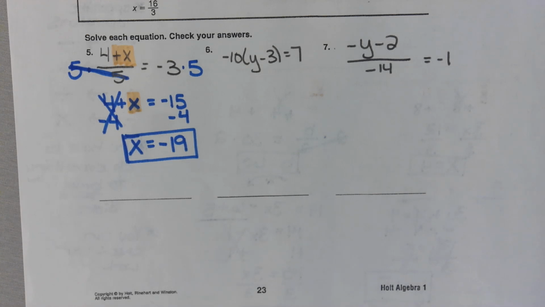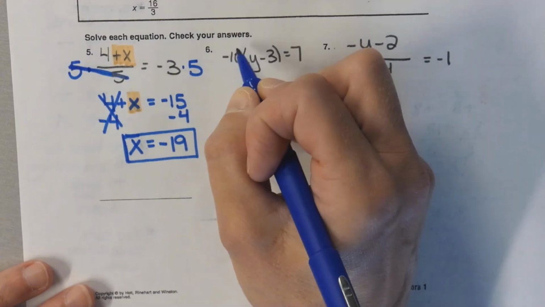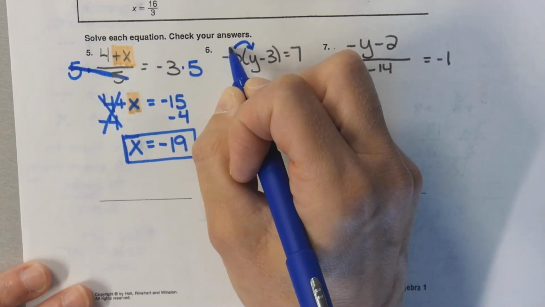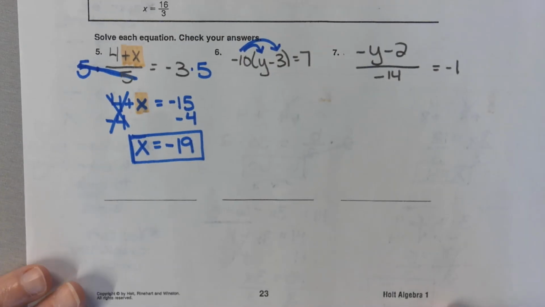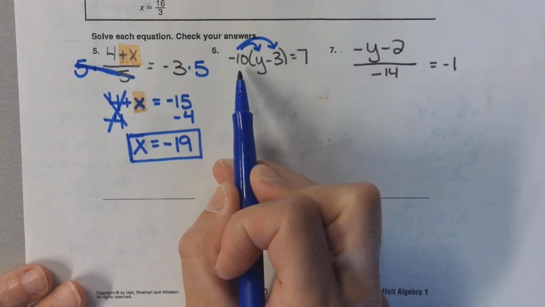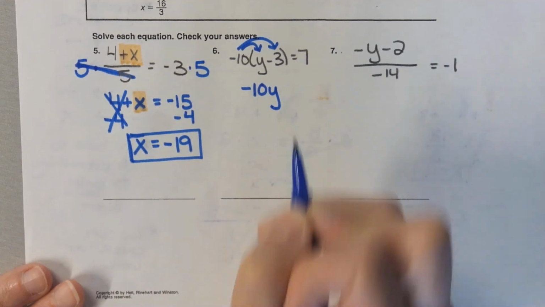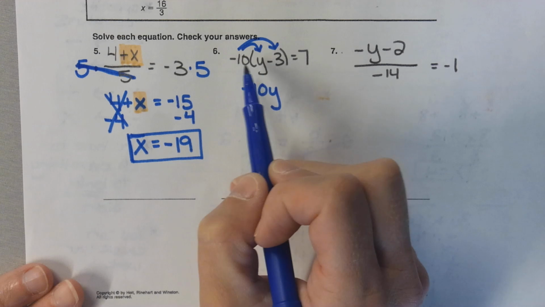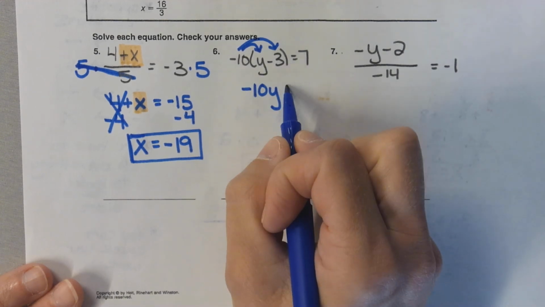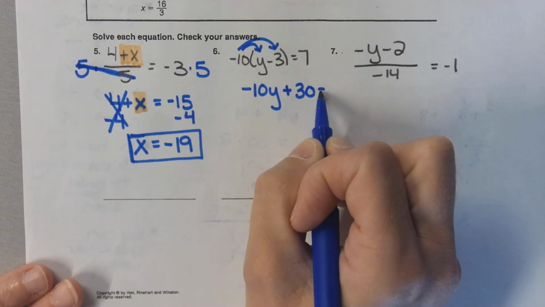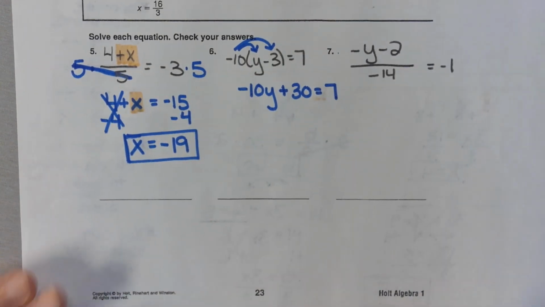Alright, number 6, we kind of had one like this on the front. What should I do with that negative 10 before I do anything else? Times it by y and negative. Yeah, I need to distribute it. So remember our fancy word for sending this through the parenthesis is to distribute. We're multiplying it in. Negative 10 times y is going to give me negative 10y. And then negative 30. But is it? Positive 30, because a negative times a negative is a positive.